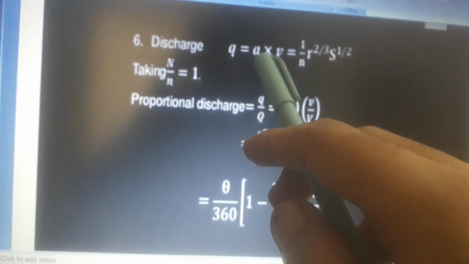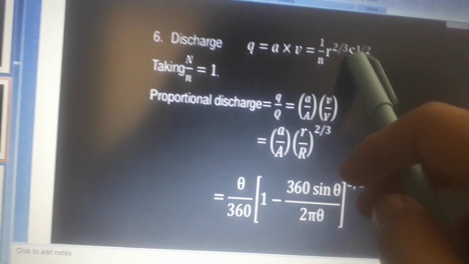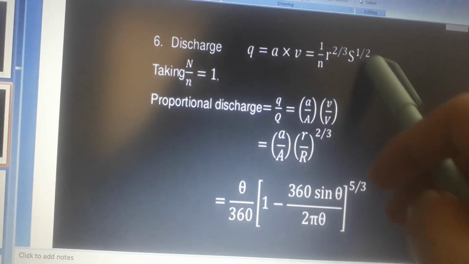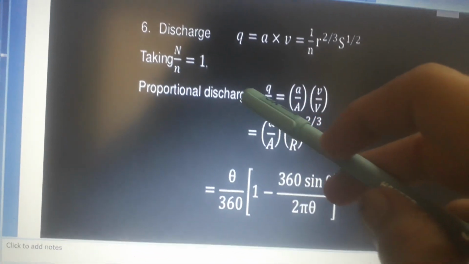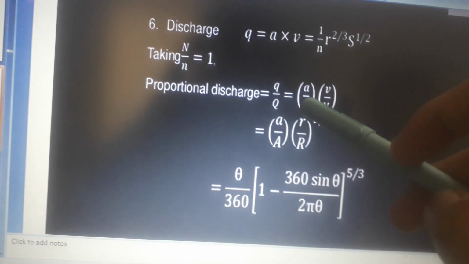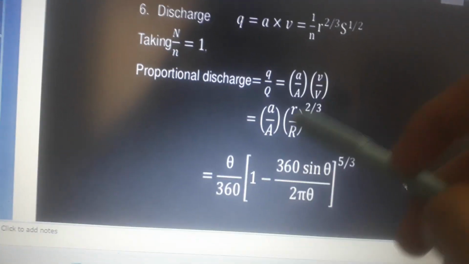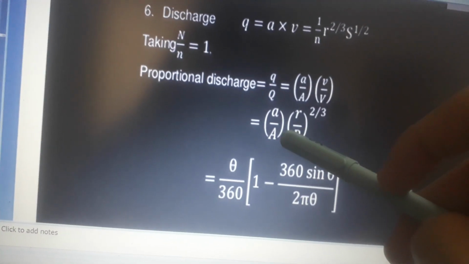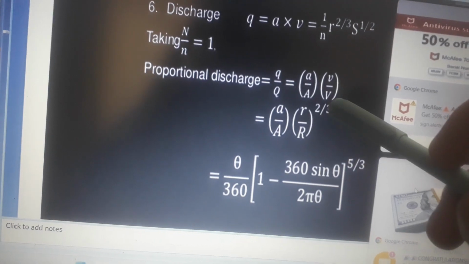Discharge q = A × V = (1/n) × R^(2/3) × S^(1/2). Taking N/n = 1, the proportional discharge is q/Q = a/A = v/V = (a/A) × (r/R)^(2/3).